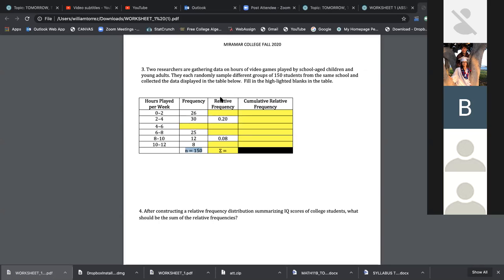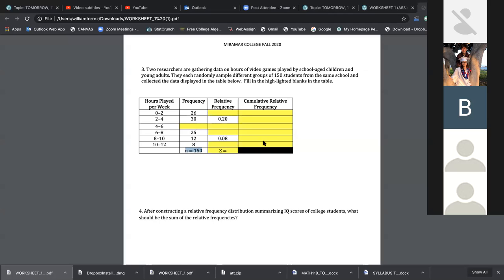Well, don't do any more calculation. Yeah, it should be 1, shouldn't it? Because remember, the denominator here for our fraction is 150. All of these 6 numbers add up to 150. So all of the relative frequencies should add up to 1, or very close to 1, depending upon your rounding.